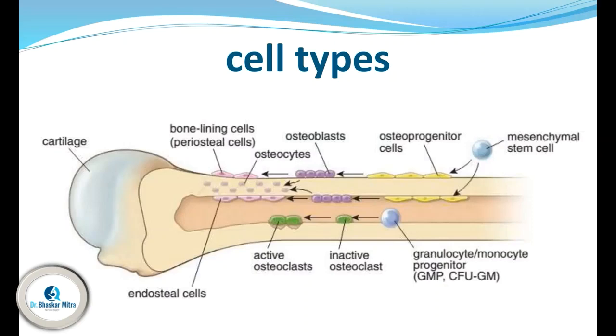And again, I forgot one thing, that is, the inner side of the bone is also lined by endosteal cells, which are actually derived from the osteoprogenitor cells. So there are two great grandfathers: the mesenchymal stem cells giving rise to osteoblasts, osteocytes, bone lining cells, and the granulocyte monocyte progenitor which ultimately gives rise to osteoclasts.